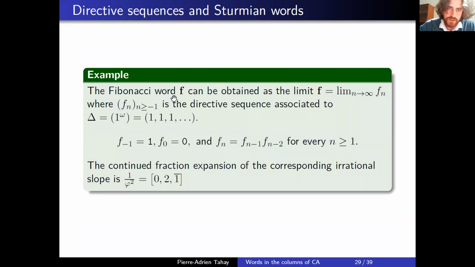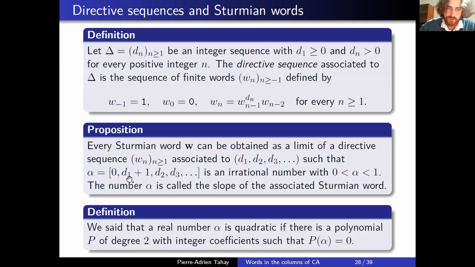For example, for the Fibonacci word, we can obtain this word as a limit of the directive sequence associated to the sequence with only 1, 1, 1. In fact, the Fibonacci word is the limit of the sequence Fn, and the sequence Fn is just the concatenation of Fn minus 1 and Fn minus 2. And the continued fraction expansion of the corresponding irrational slope is [0; 2, 1, 1, 1, ...]. Because d1 plus 1 is 2 for the first one, and after, all the d2, d3, etc. are 1.